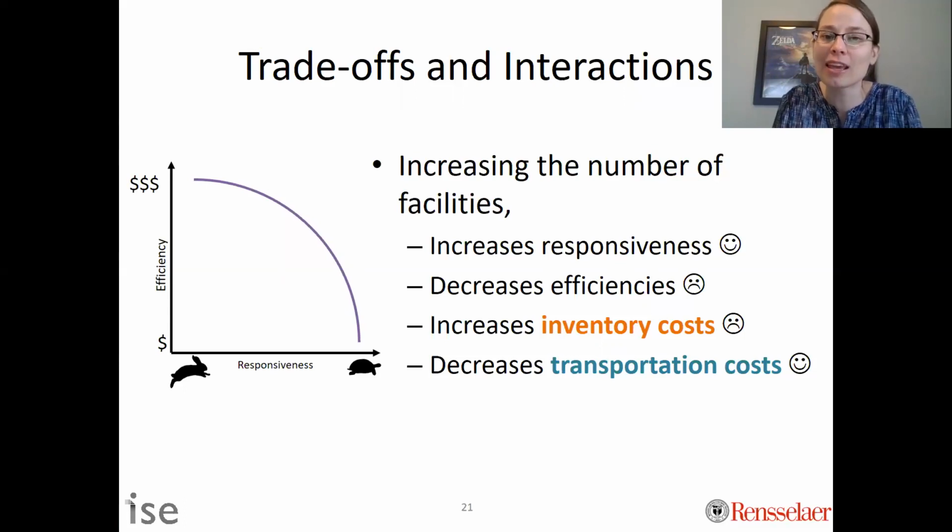So if we just think about increasing the number of facilities, if I go from 1 to 2 and so forth, that's good for responsiveness. So that means I'm closer to my customer, which also means it's good for transportation costs. However, that's bad for efficiencies and bad for inventory costs. And so where do I make that trade-off? That's where it's useful to use optimization. It's useful to use quantitative methods, which is what the rest of the semester will talk about.